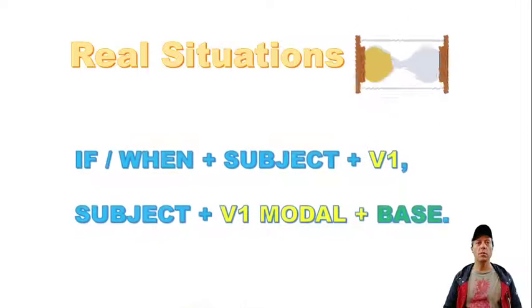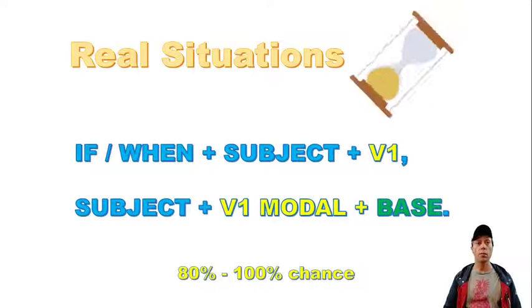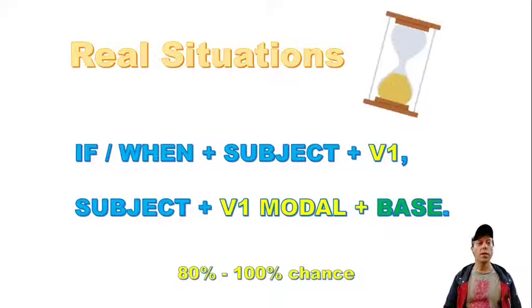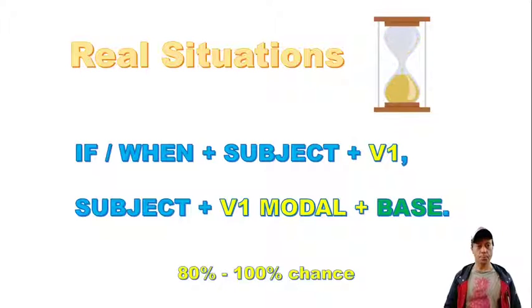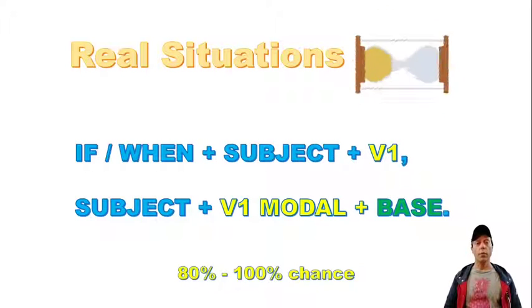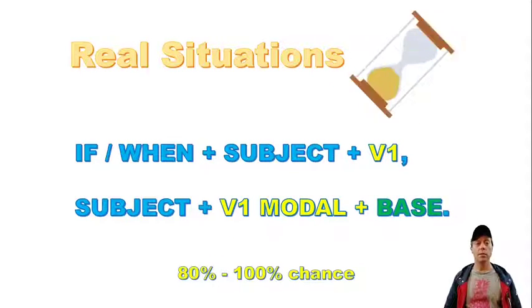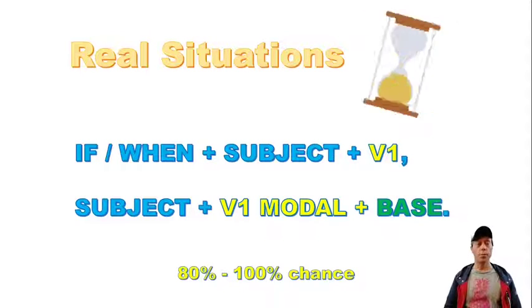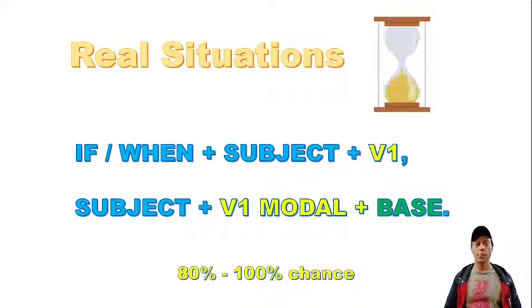Okay, let's look at real situational grammar. The first conditional expresses a real situation where the chance of the cause and effect happening is very high. So maybe 80 to 100%. So we use the conjunction if or when, the subject, the present simple form, or V1 if you prefer, and then the effect has the subject, a V1 modal, for example can or will. You could use might or must as well, or shall or should, and then you must use the basic form, because after a modal you need to use the basic form of a verb.